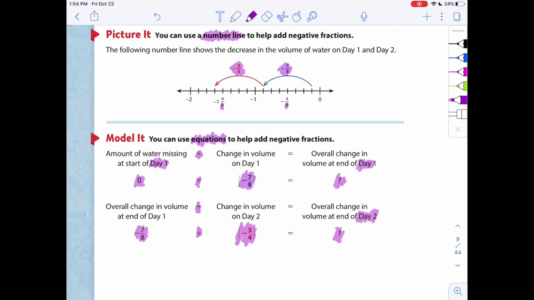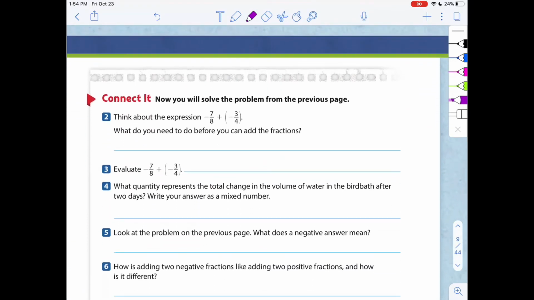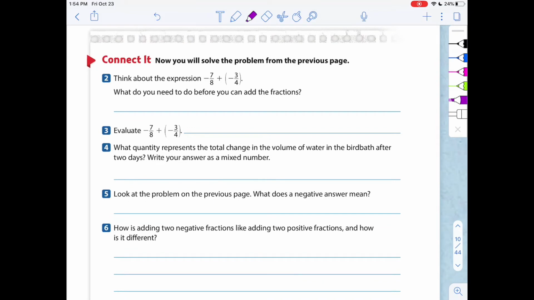So let's answer a few questions about these two methods to help us make some more connections. If you think about the expression negative 7/8 plus negative 3/4, again, it's an addition problem because it's asking us to find the total, and totals want us to add. Our two numbers are negative because it's decreasing. The negative sign is representing the word decrease. So if we think about this expression, what do you need to do before you can add these fractions? Before we can add them, remember from our previous lessons, we have to have a common denominator.